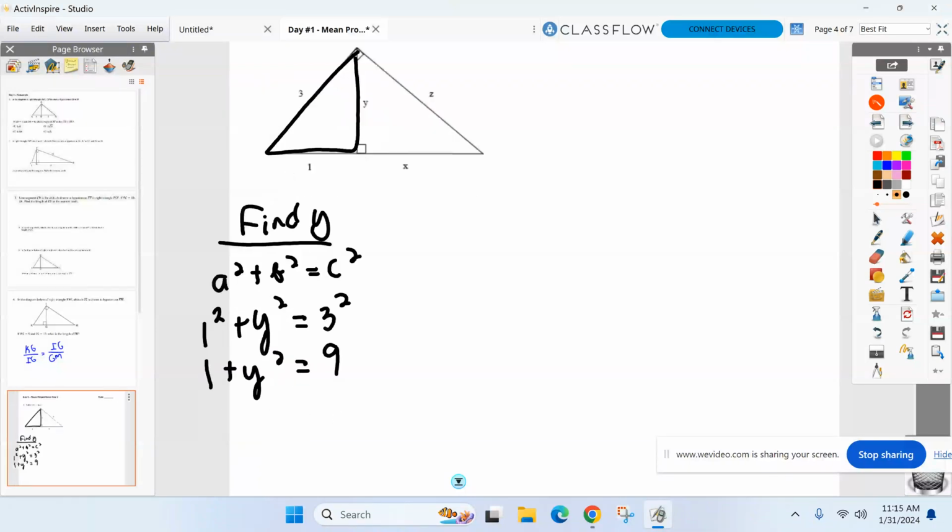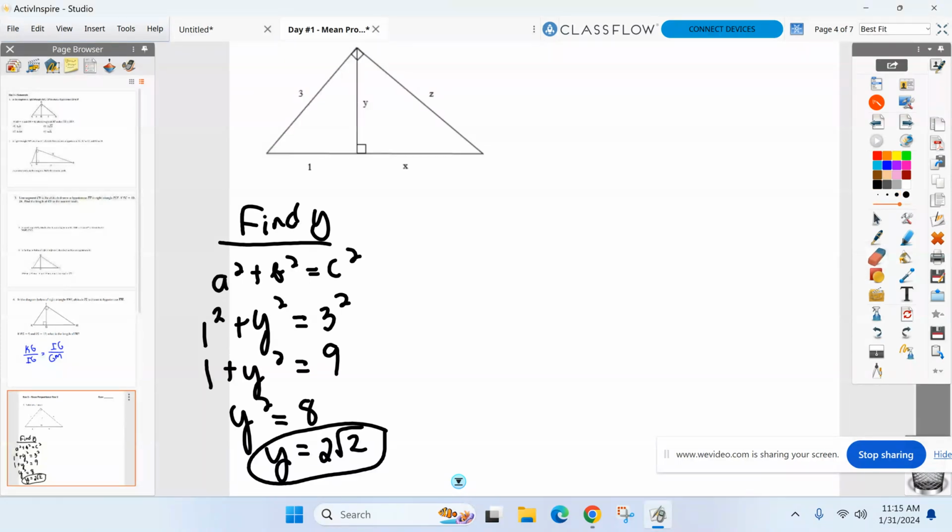Make sure you move the 1 over before you take the square root. Y squared equals 8. And yes, I'd love everything to be in simplest radical form, if not suggested in the problem. So you take the square root of 8, y ends up being 2 radical 2. All right, so we got y out of the way. Make sure you put that on your diagram because I'm sure we'll have to use it. All good so far.